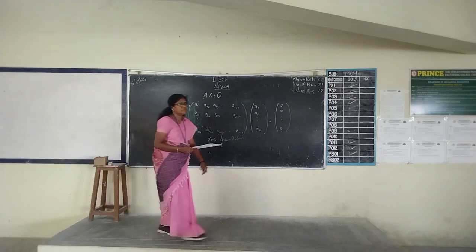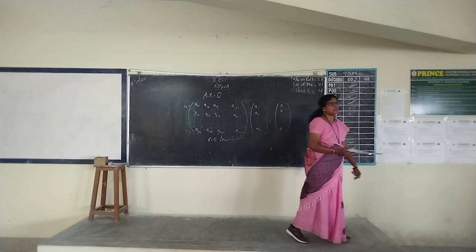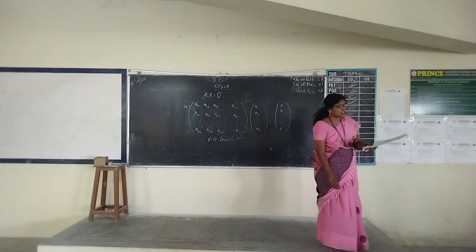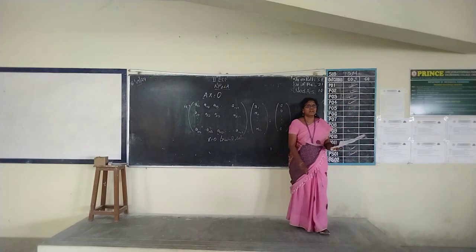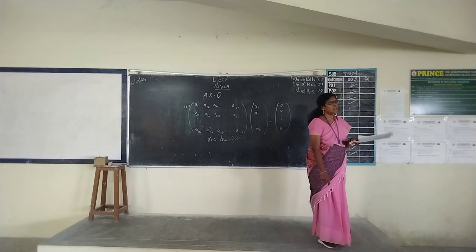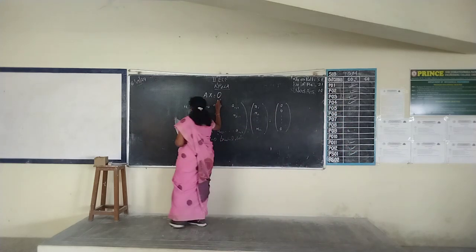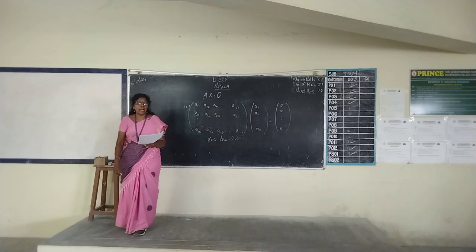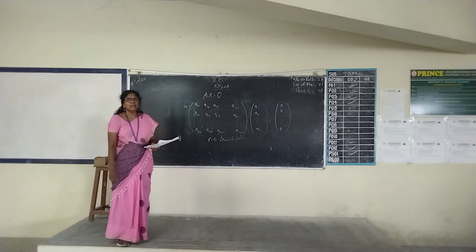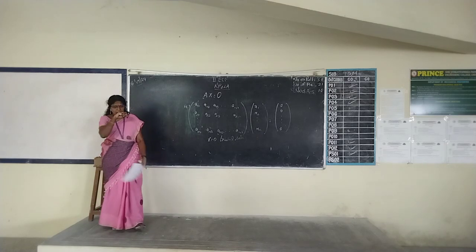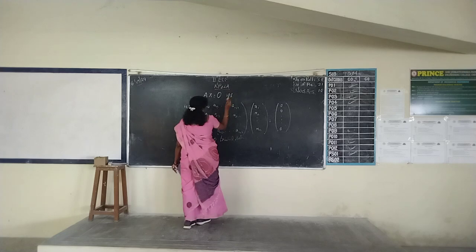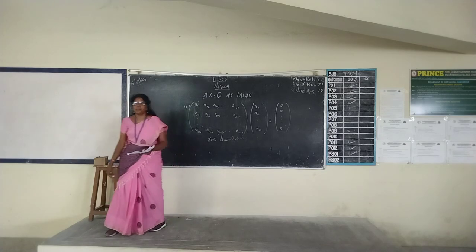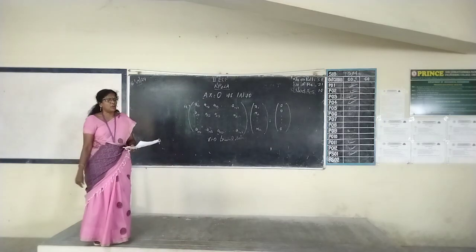Take down the theorem statement. The system of homogeneous equations Ax = 0, where we write the 0 in capital to indicate the zero vector, has a trivial solution if and only if the determinant of A is not equal to 0.